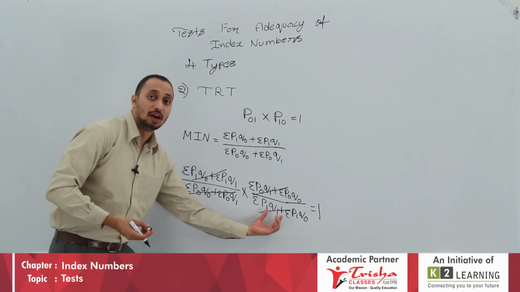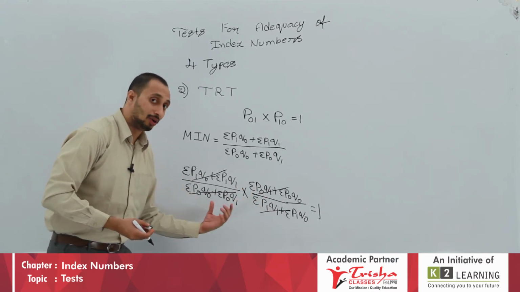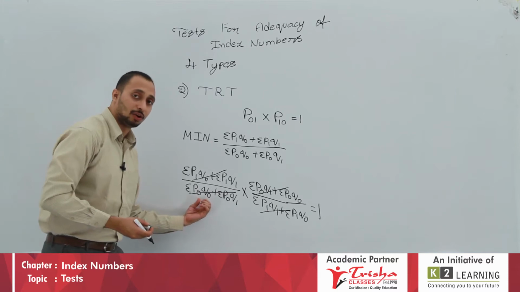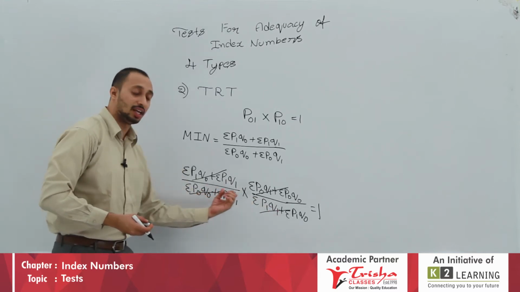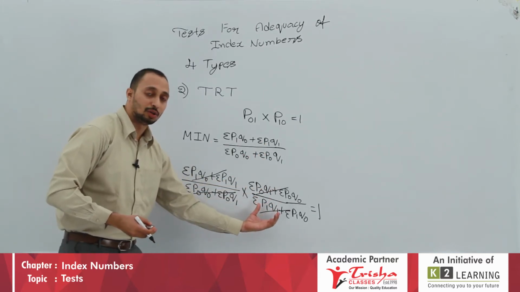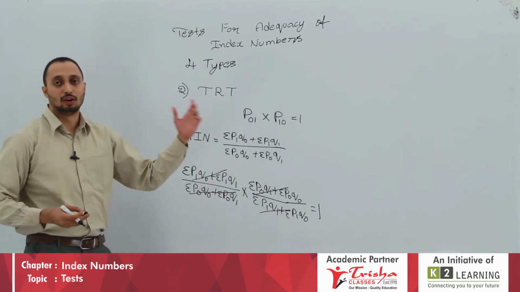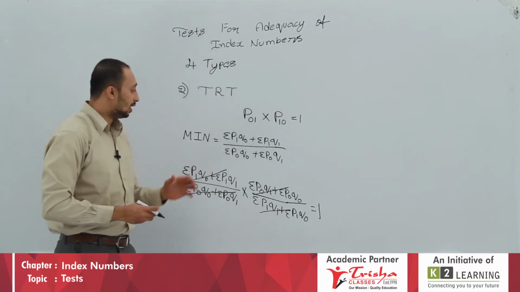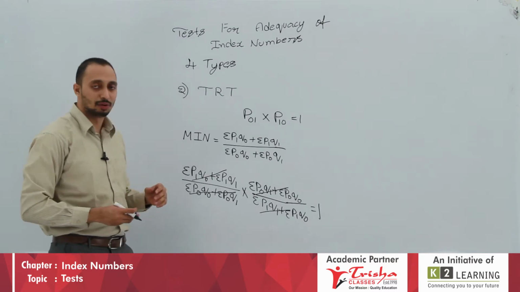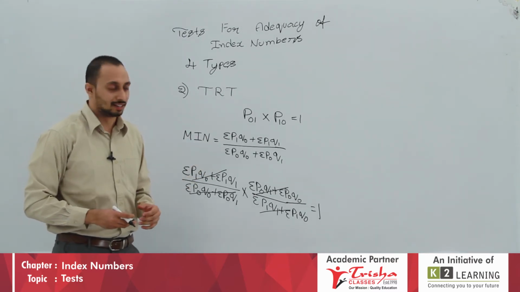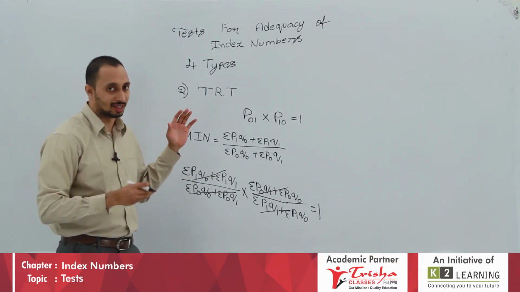index number itself. But the change I did is, wherever there is 0 here, I made it 1, wherever there is 1 here, I made it 0, and this turned out to be the reciprocal of this one, and I got the result as 1. Hence, it is a proof that the Marshall-Edgeworth index number will pass the time reversal test.